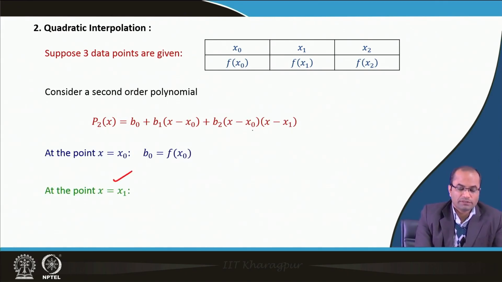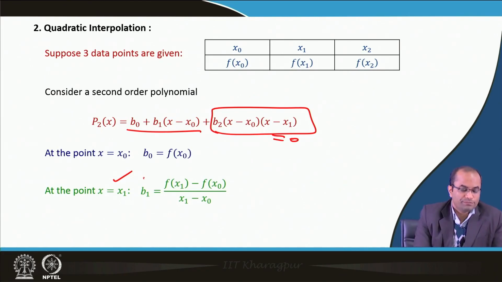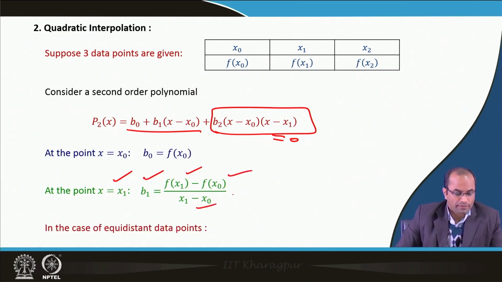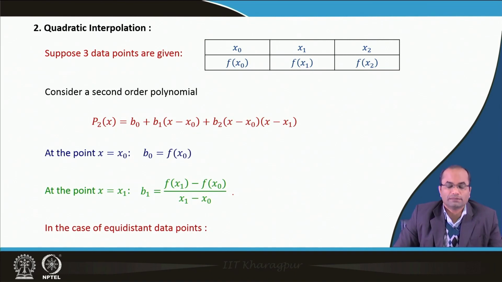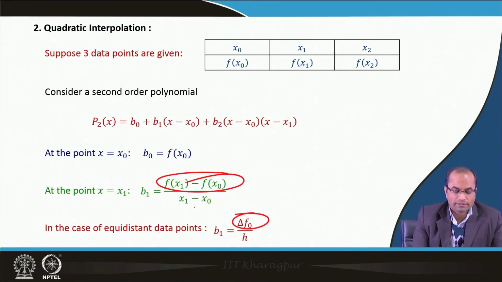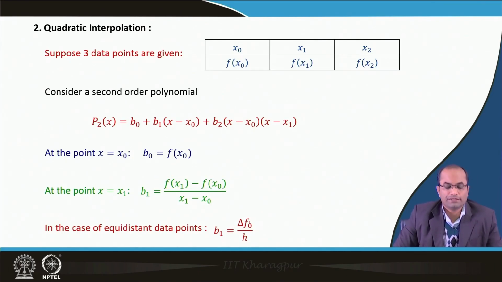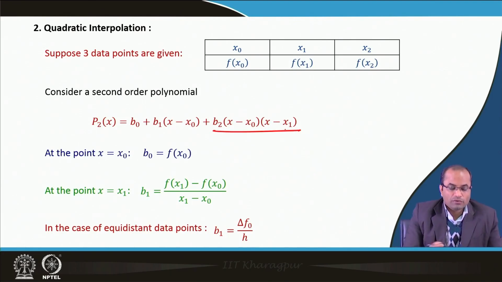So, x is equal to x 1, if we put this term will become 0. So, we have only the first 2 terms there. So, from there we can just compute this b 1. So, b 1 will be f x 1 and this b naught is f x 0 over x minus x 1, and in case of the equidistant data point which we are considering, this is nothing but the delta f naught and then this is h. So, b 1 we have got now delta f 0 over h, and now the b 2.